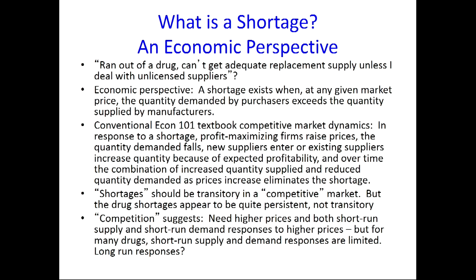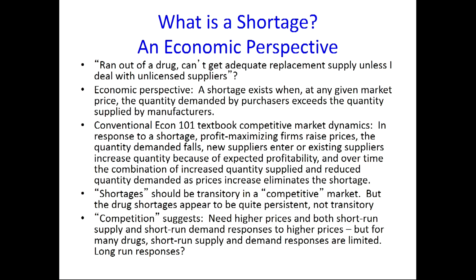What you typically learn in a basic econ course is the way shortages are resolved is as follows. If there's a shortage, the price goes up. That means the quantity demanded falls. With the price being higher, more suppliers are enticed to enter the market, and the combination of reduced demand and higher price eventually resolves the shortage. By that sort of notion, shortages should just be transitory phenomena.